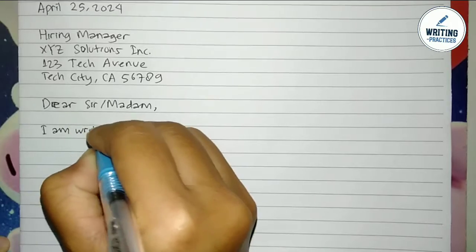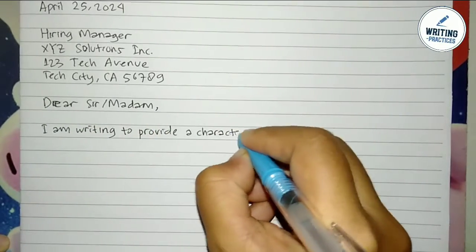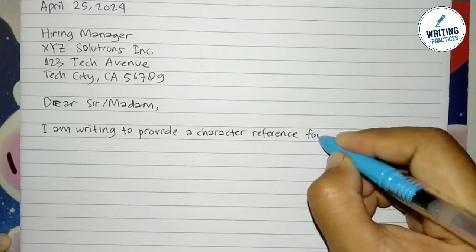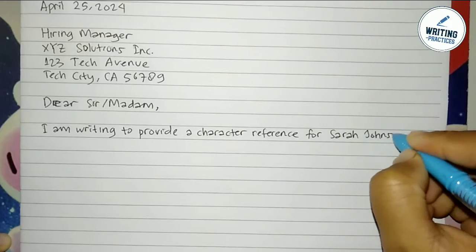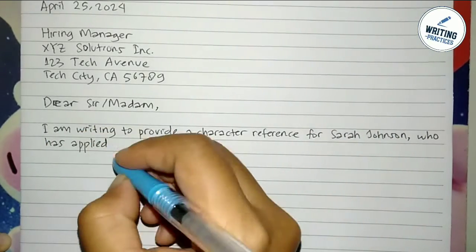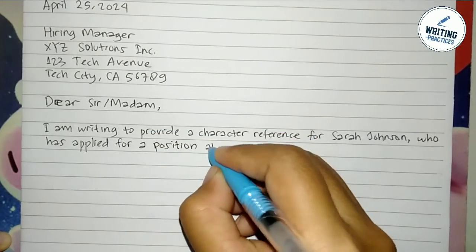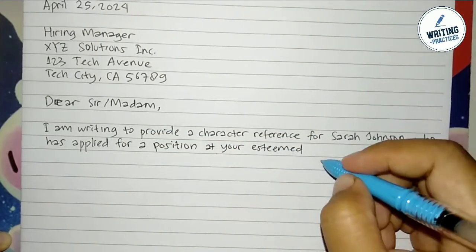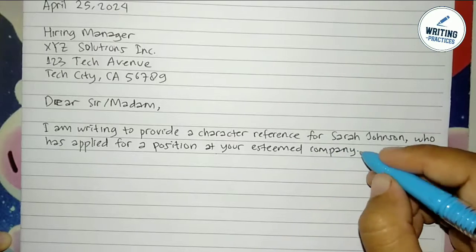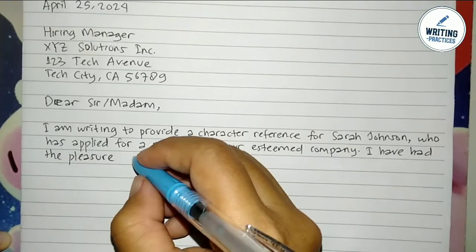In the first paragraph, this is an introduction. As you see, the writer here introduces himself, who is John Smith. And the writer states the purpose of the letter. Yes, the purpose is to provide a character reference for someone, who is Sarah Johnson. Here is the example. I am writing to provide a character reference for Sarah Johnson, who has applied for a position at your esteemed company.